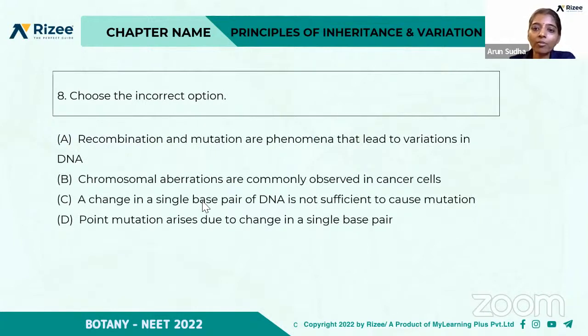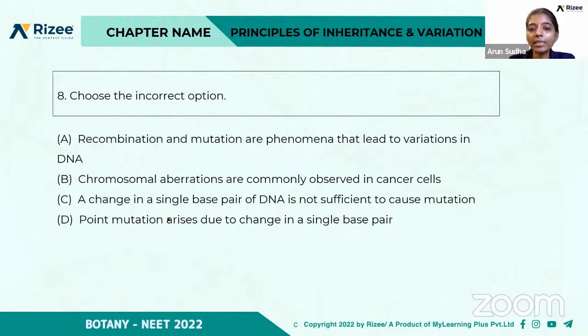Recombination and mutation are phenomena that lead to variations in DNA. Chromosomal aberrations are commonly observed in cancer cells. A change in a single base pair of DNA is not sufficient to cause mutation. Point mutation arises due to change in a single base pair. So which is the incorrect option among these? Yes, C is the right answer here.